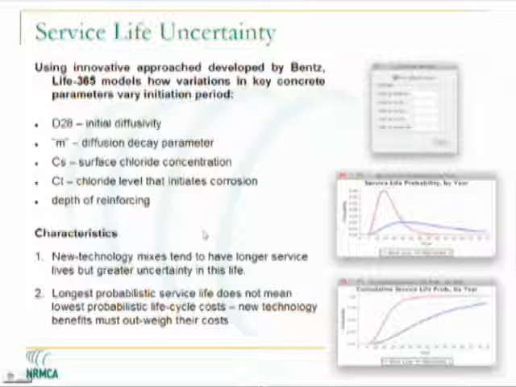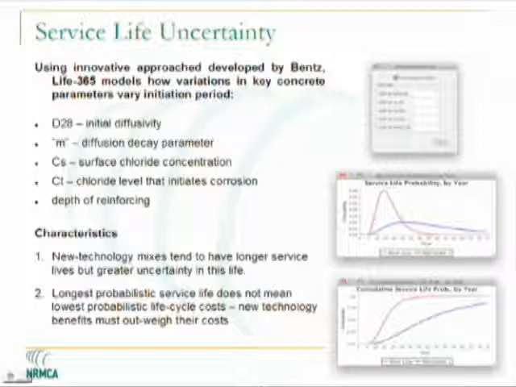For the service life uncertainty, we're using a technique from the University of Toronto, Evan Bentz in particular, where you can modify these 5 values. You can select these 5 values, what's selected by the methodology rather. What it does is it modifies each of these. It modifies that initial diffusivity of the concrete, the chloride diffusion at the initial onset.